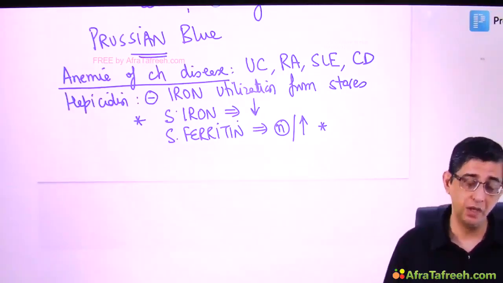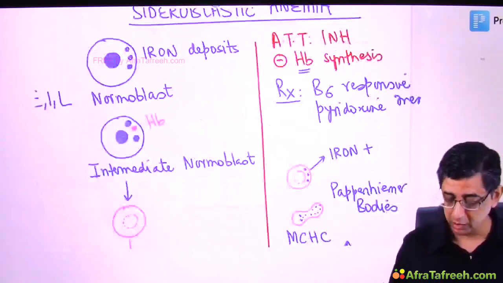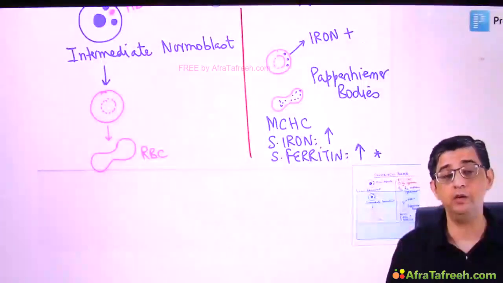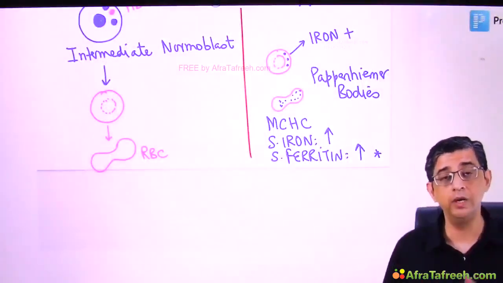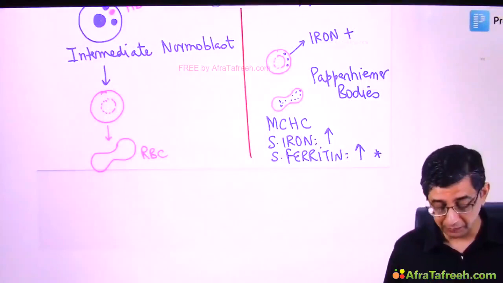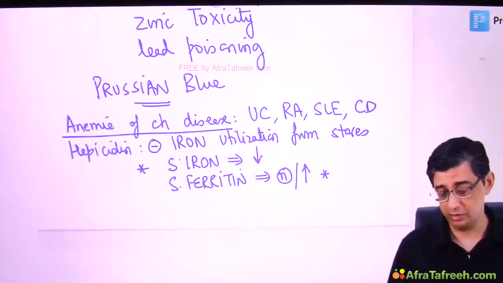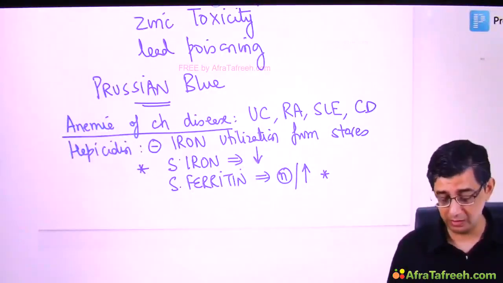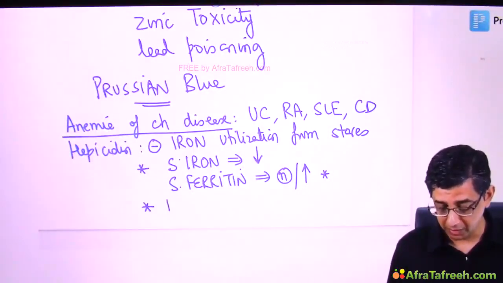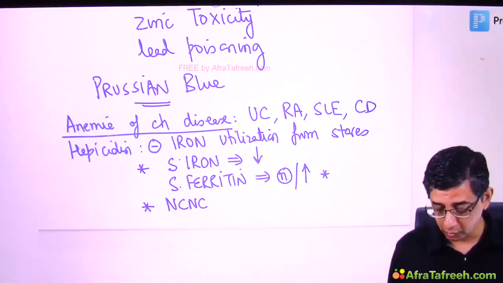Serum iron levels. In sideroblastic anemia, I was teaching you that serum iron is going to be elevated. Why? Because there are iron-loaded red blood cells. But this time, it is rather inhibition of release from the stores per se which is responsible for decrease in the value of serum iron. Plus, the type of anemia seen here is normocytic normochromic.